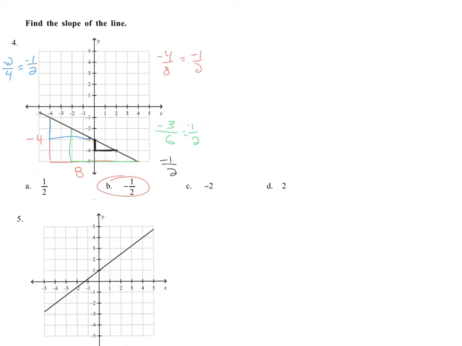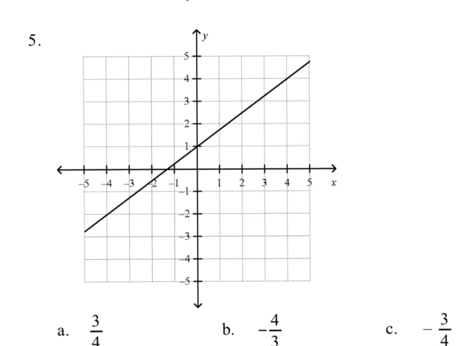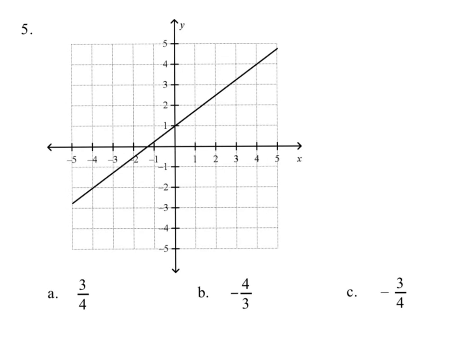So that's what we get for number 4. Number 5, we're going to do the same thing. We're going to pick points that are right on the grid lines, like that, like that, and like that. And I'll pick the 2 that are closest together. If you pick the 2 that are closest together, you don't have to simplify.